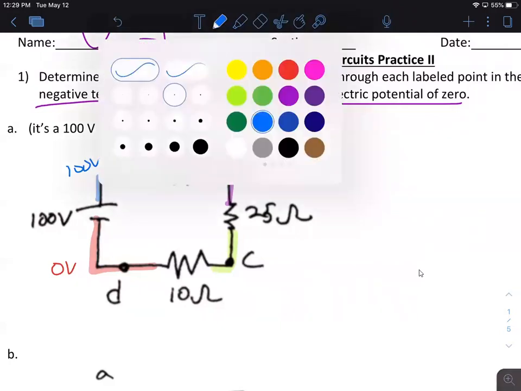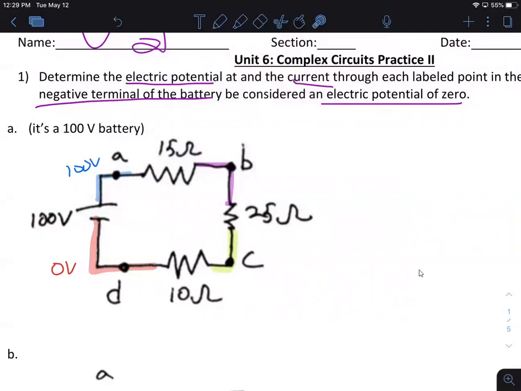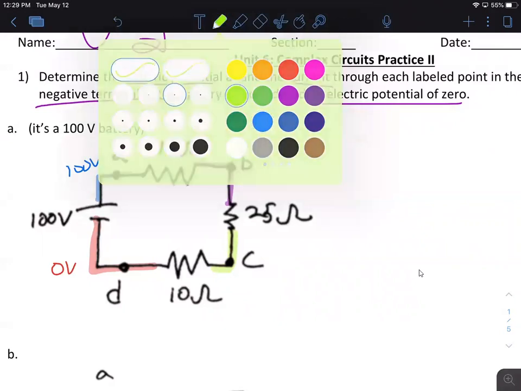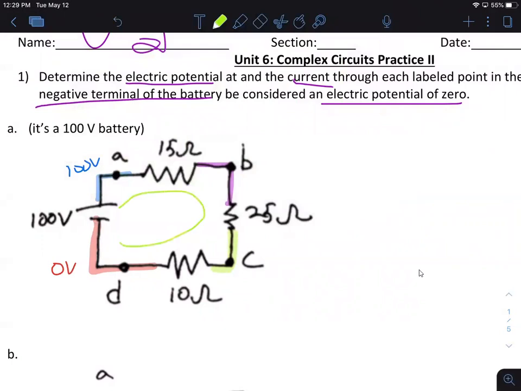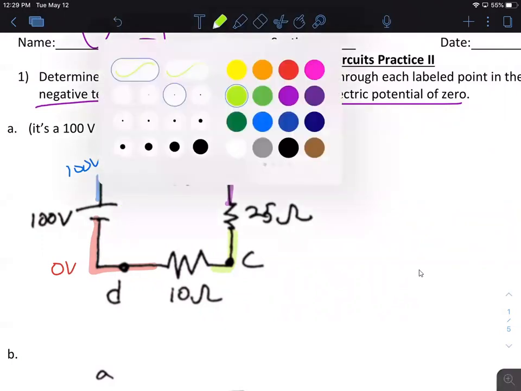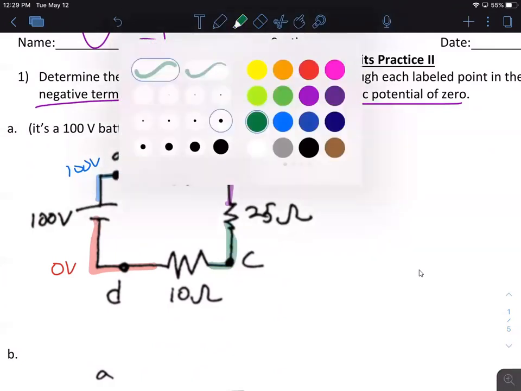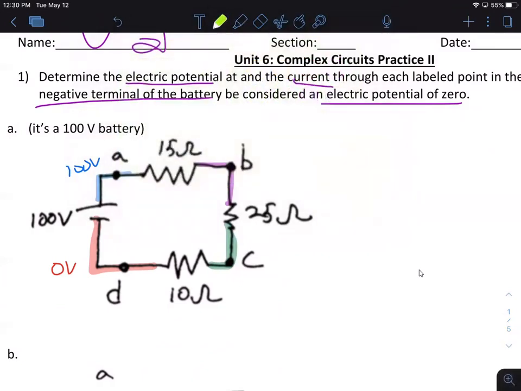So I got to figure out how much does it change from A to B. How much does it change going over this resistor? I need to know the current through the resistor. At this point we should be pretty comfortable. Oh, I shouldn't use green because I used green over there. Let's use a dark green. There we go. We should be comfortable finding the current in a circuit.